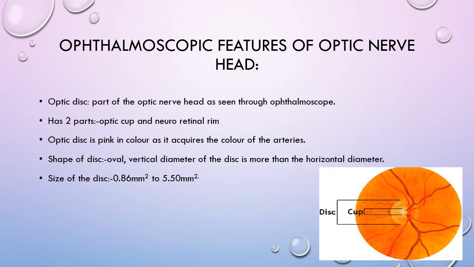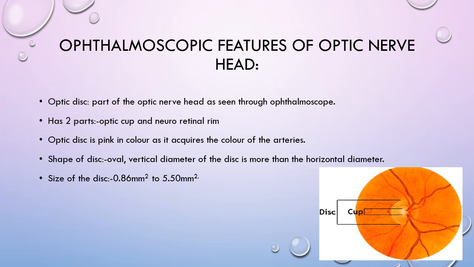It has two parts. Centrally there is the cup and peripherally the neuroretinal rim. The cup part is shown in the diagram. So it is a central cup which is surrounded by the neuroretinal rim. Optic disc is pink in color. Because of the vessels present on the disc, the optic disc is pink in color.